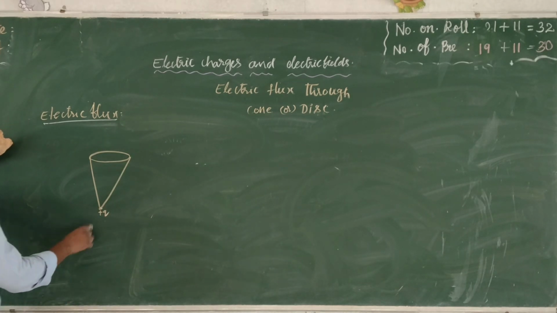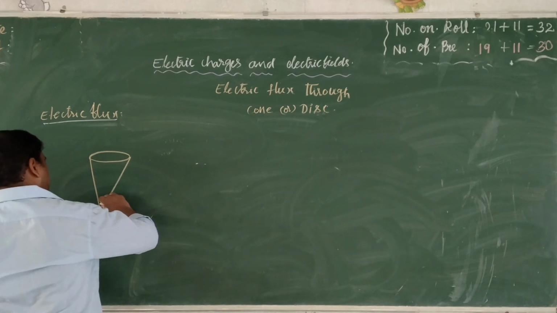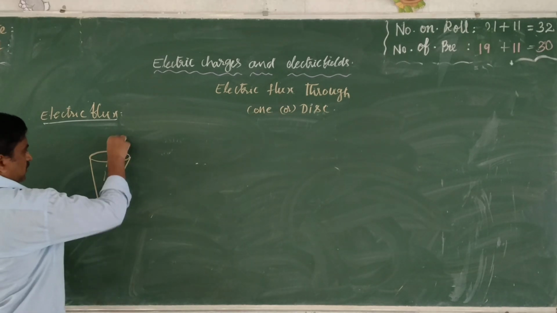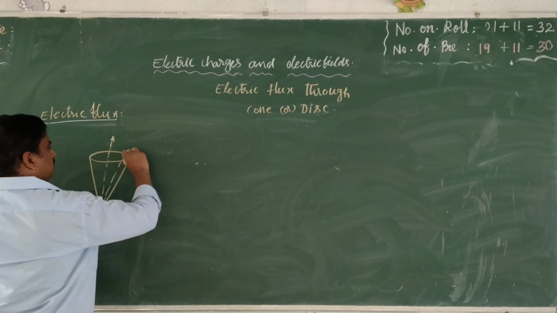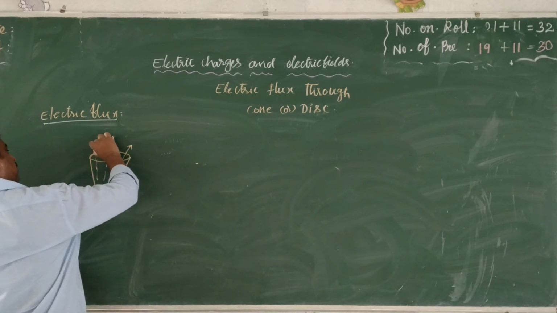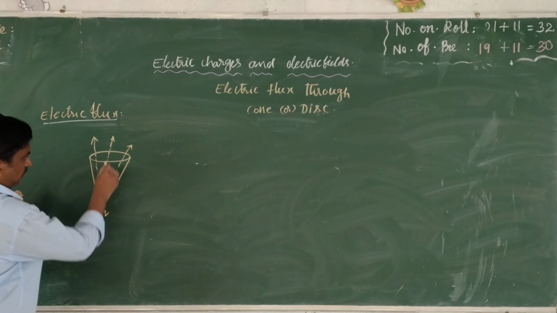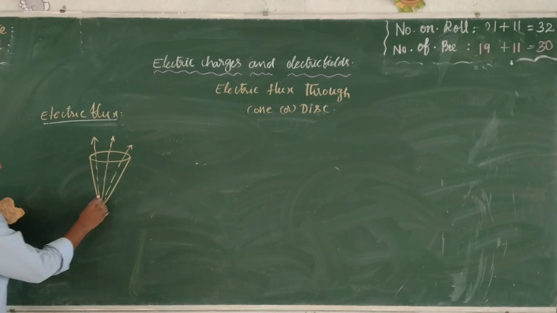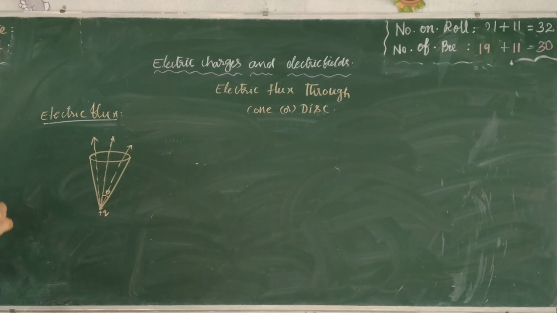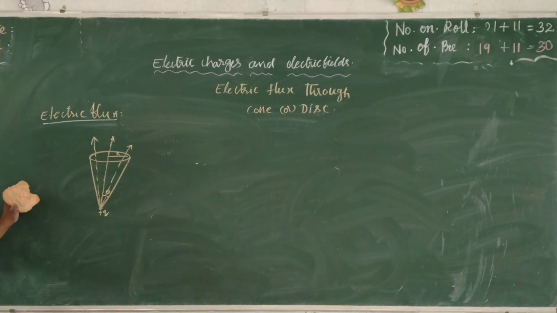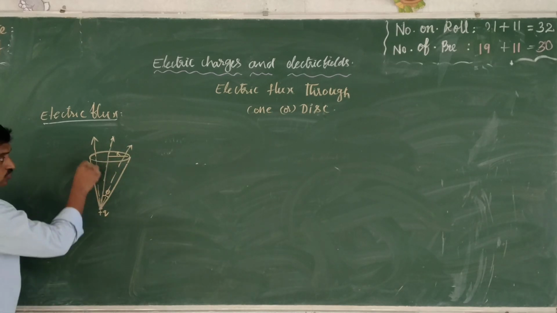Because of this charge, electric field lines pass through the surface. These are the electric field lines passing through this plane surface. Along the semi-vertical axis, this makes some angle theta. What is the flux through this surface? Here this is the radius of this surface. What is the flux through this surface area?